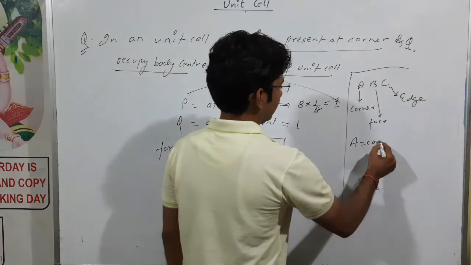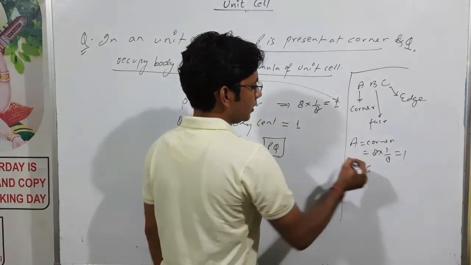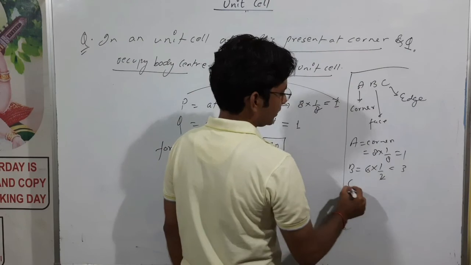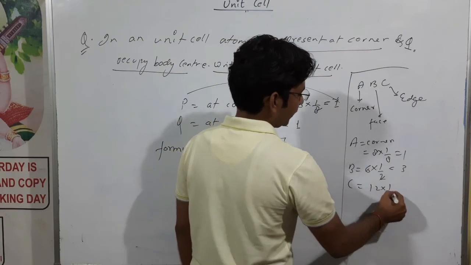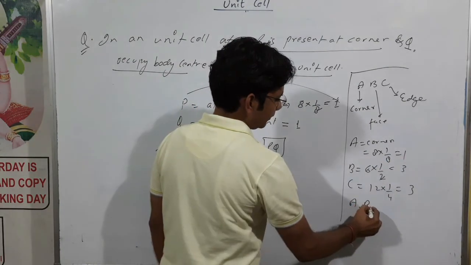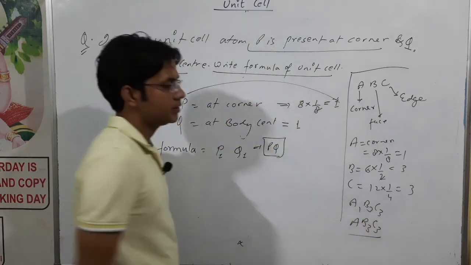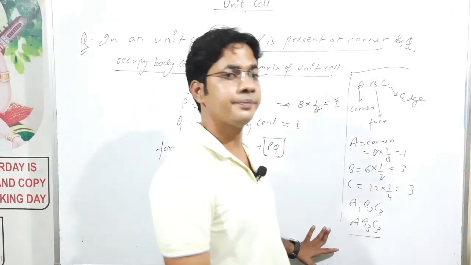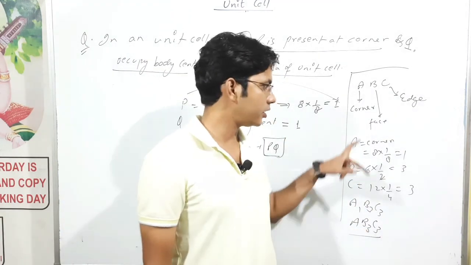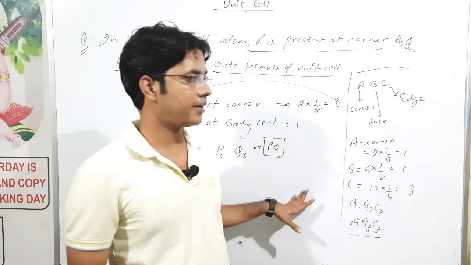Same. A is at corner, so 8 into 1 by 8, it is 1. B is at face, calculation of the face only, 6 into 1 by 2, we will have 3. And C is at the edge, 12 into 1 by 4, we will have 3. Now the formula will be A1, B3, C3. We do not write 1, so the formula is AB3C3. Hope you are getting this. And this is the easiest solution for the calculation of the formula. You just have to do the calculation for the number of atoms, not for similar atoms that we are talking about. Okay. So we have two examples here.